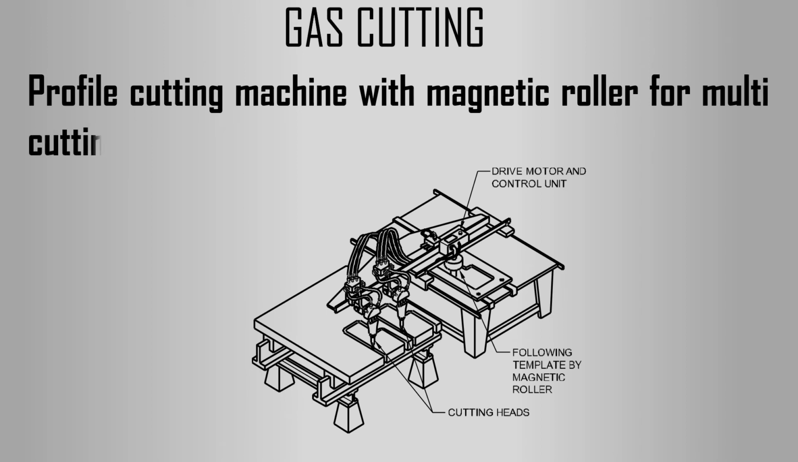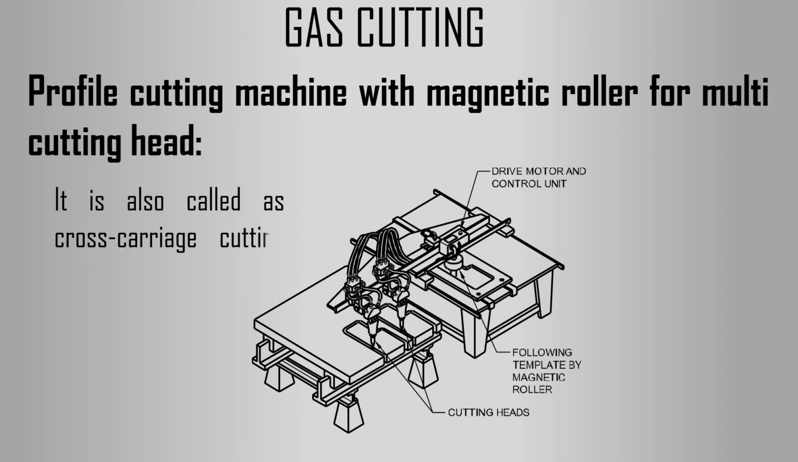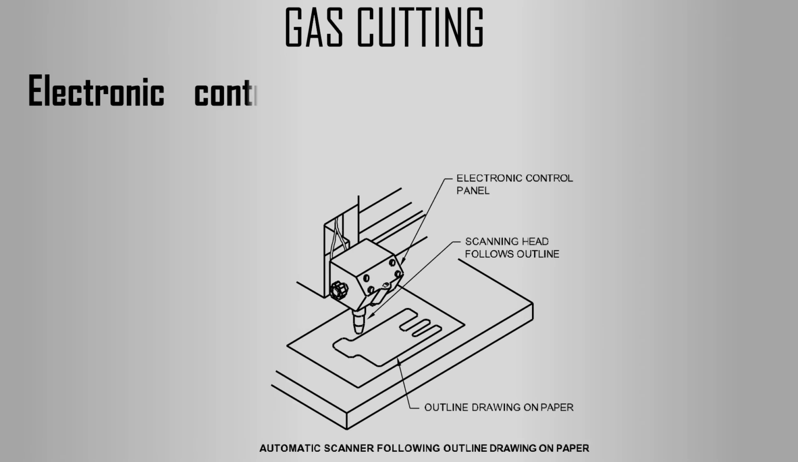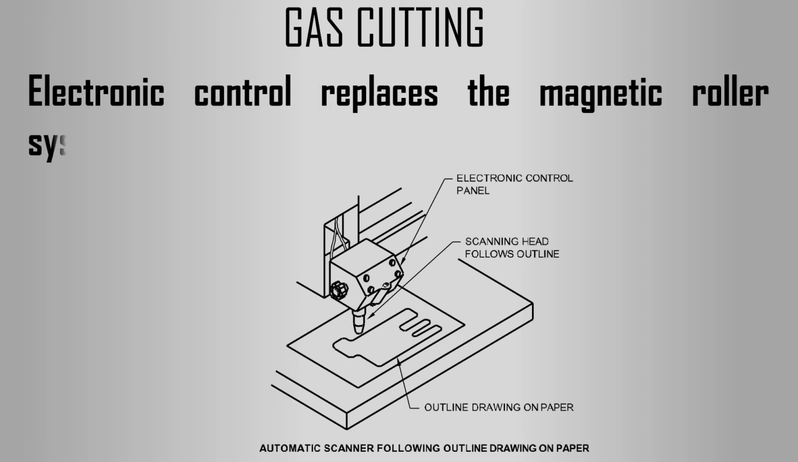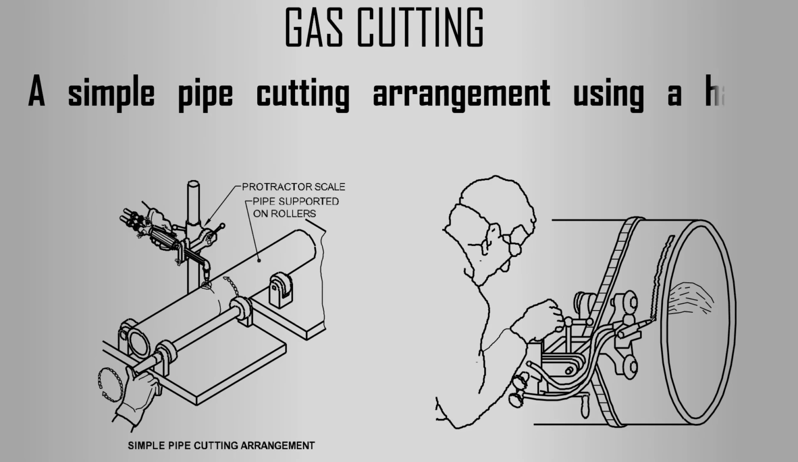Fifth type is profile cutting machine with magnetic roller for multi-cutting head. It is also called as cross carriage cutting machine. Sixth type is electronic control replaces the magnetic roller system and template. And the last type is a simple pipe cutting arrangement using a hand cutting blowpipe.